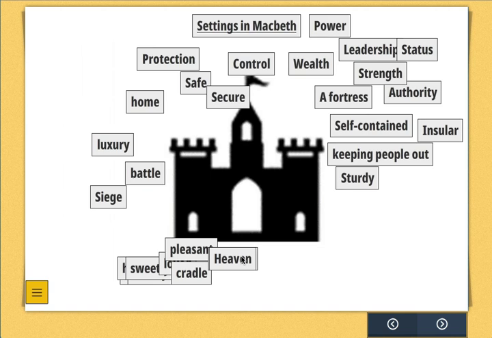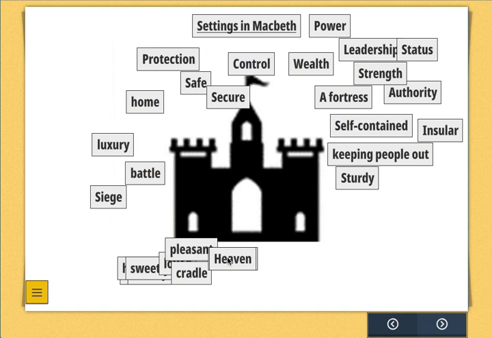Okay, so we've got the kind of two sides to castles in this play then, haven't we? We've got this kind of domestic world, this world of home and the world of family, Macbeth and Lady Macbeth, and the family of the Macduffs. But also it's very much this idea of it being a place of power and authority and control. And then also a site of battles and sieges.